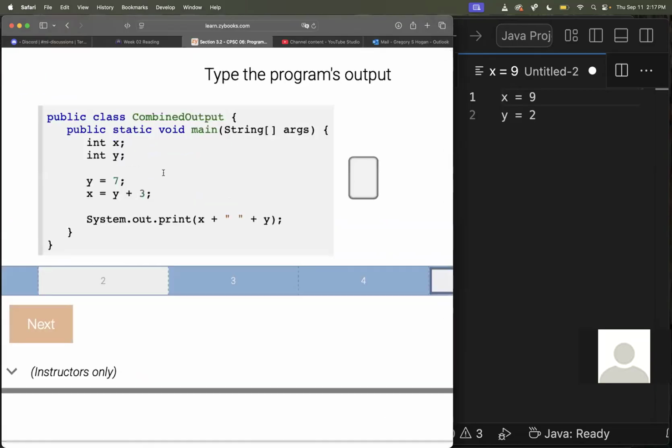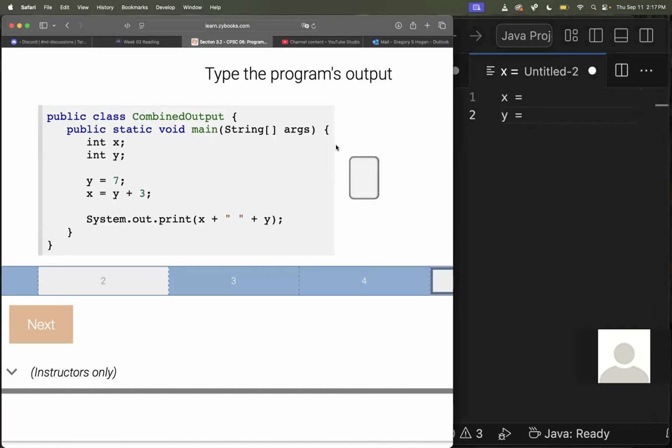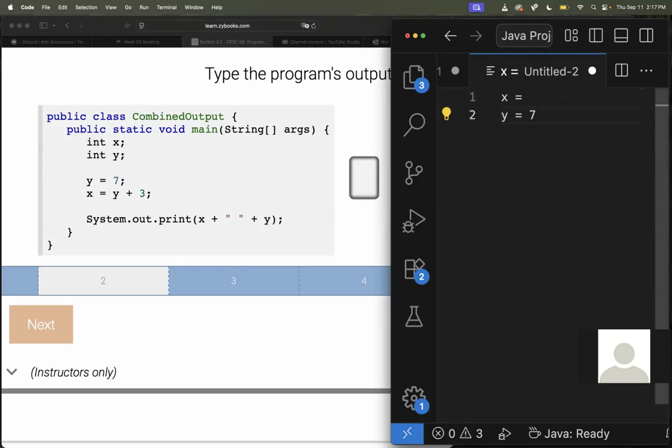On this one, int x and y again. So we're starting out with a blank x and a blank y. Then we do y equals 7. So that puts a 7 into y. And then we have x equals y plus 3.